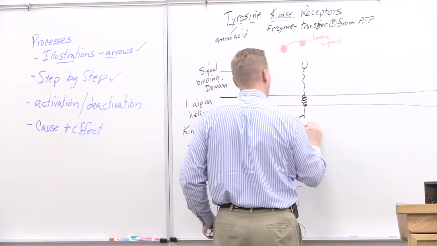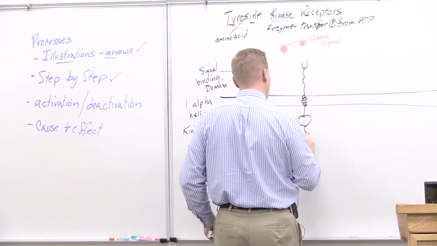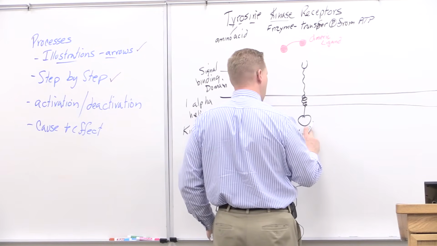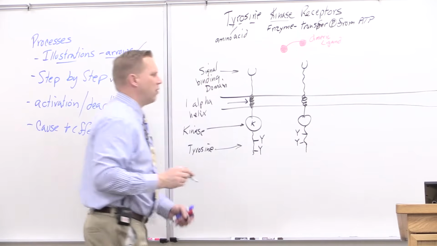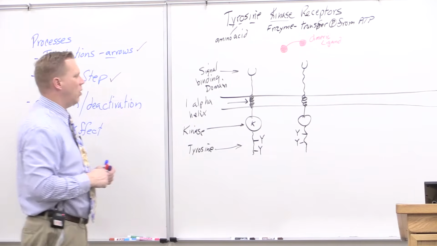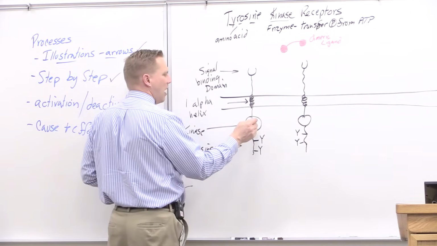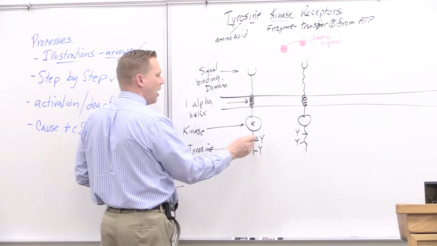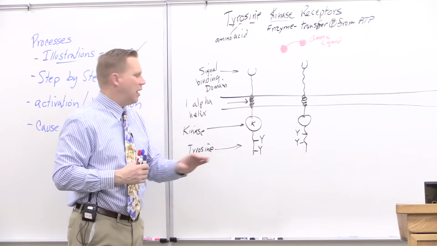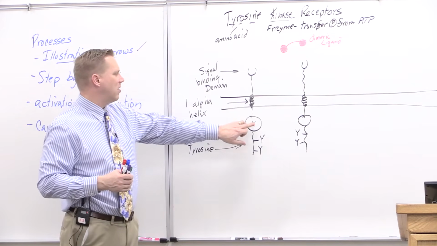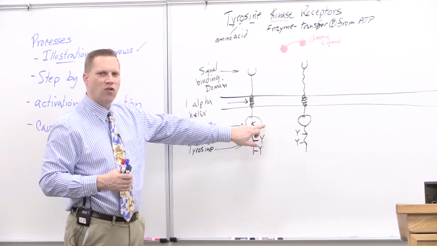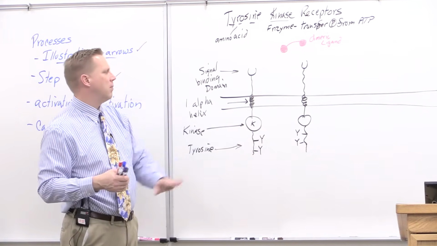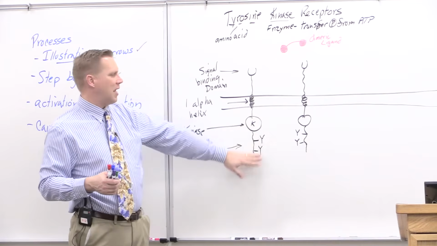Okay. So here's a second receptor, and here's the way it works. This one has a kinase domain, and it also has the tyrosines. But for whatever reason, this kinase cannot transfer phosphates to its own tyrosines. It's sterically hindered, it's just not able to do it. And so it doesn't activate itself.